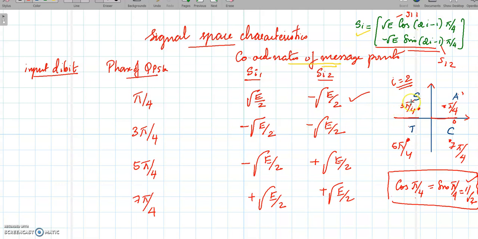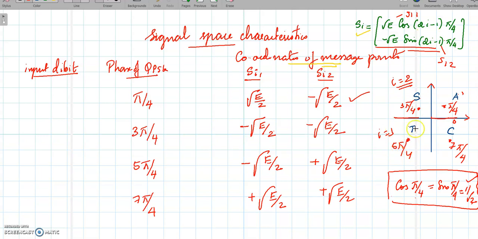Then what about cos here? Cos is negative. So you will be having √E into minus 1 by √2, so you will be having minus √E by 2. Then you substitute i equal to 3, and what you get is 5π/4.